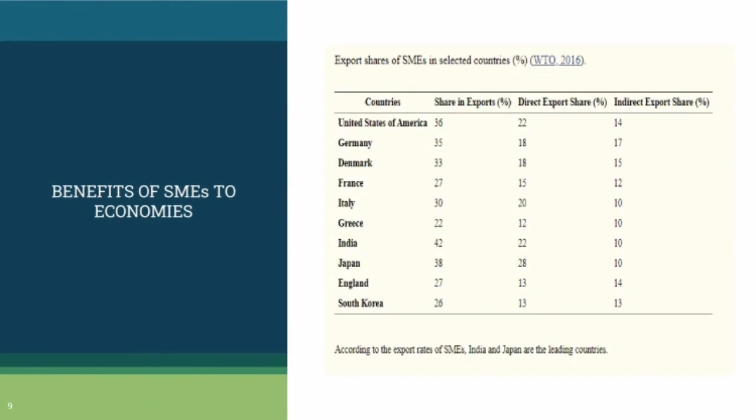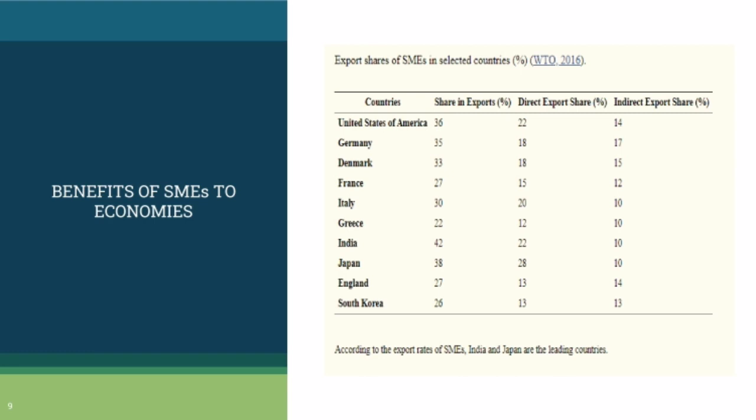This is a table that shows the impact of SMEs in some countries. We just listed these countries, which are more advanced, and from these statistics we can see that India and Japan are the leading countries. These two countries export more. For instance, if you look at Japan, the share of SMEs is about 38%, of which direct export is 28% and indirect export is 10%. And a country like India, for instance, 42%.